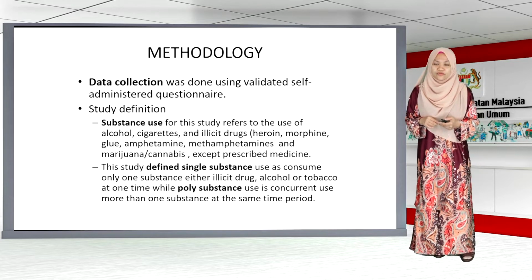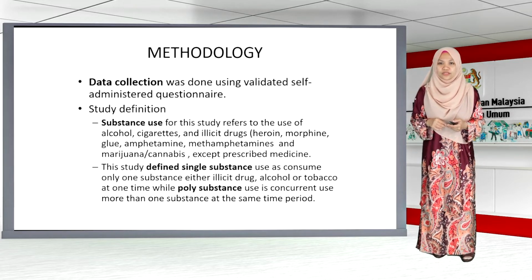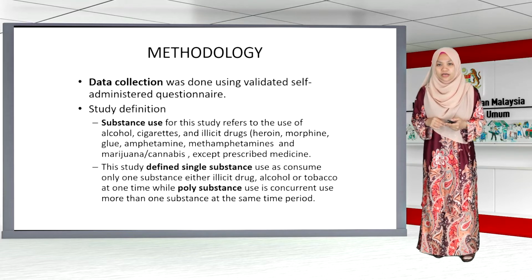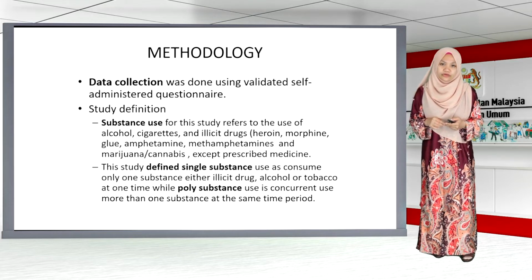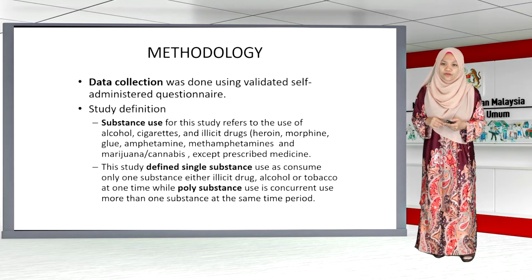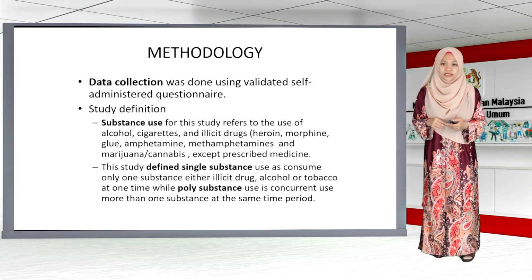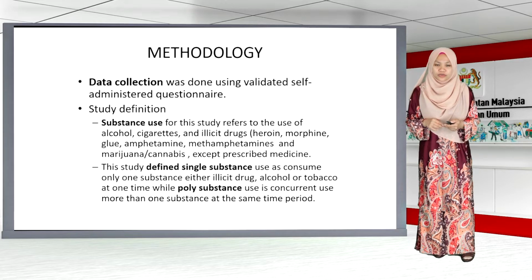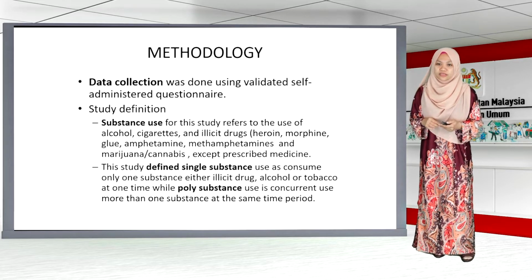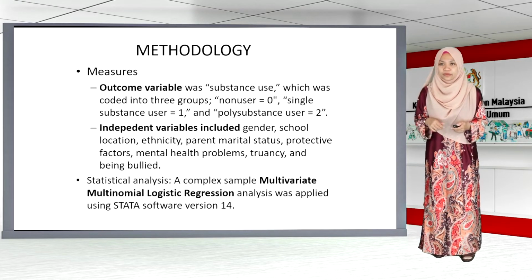For study definitions, we defined substance use as use of any substance such as alcohol, cigarettes, and illicit drugs. Single substance use is consuming only one substance at one time. Polysubstance use is concurrent use of more than one substance in the same time period.